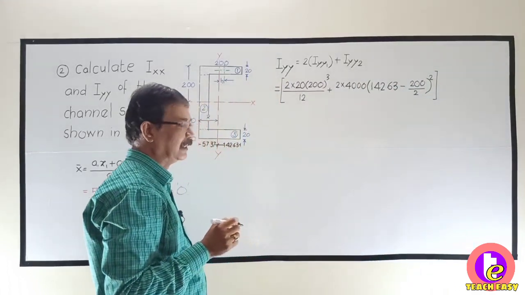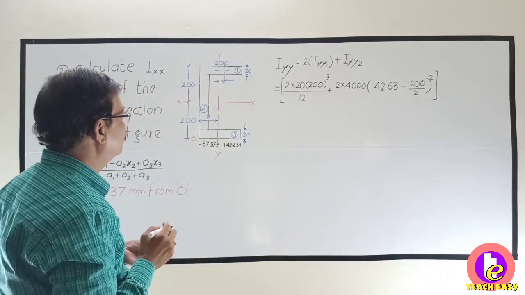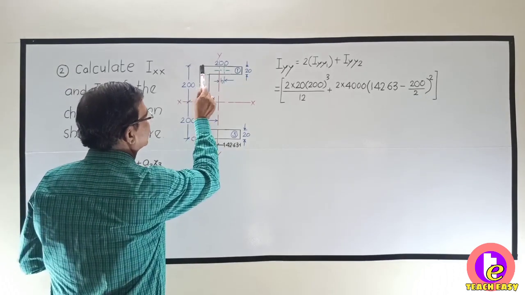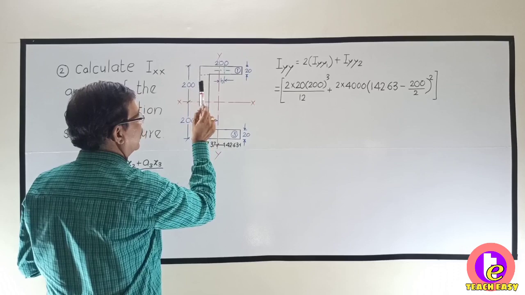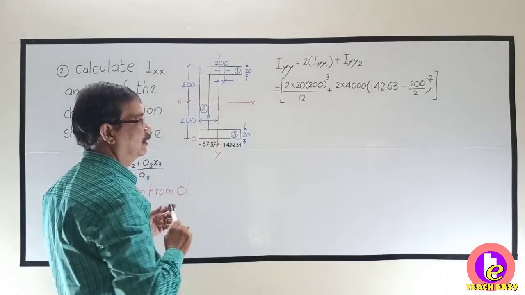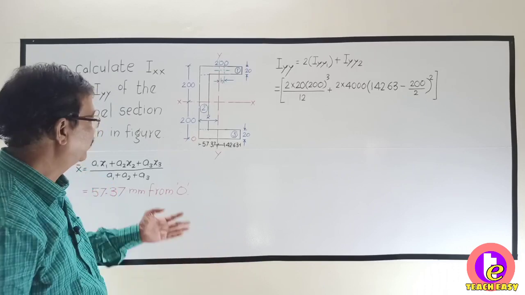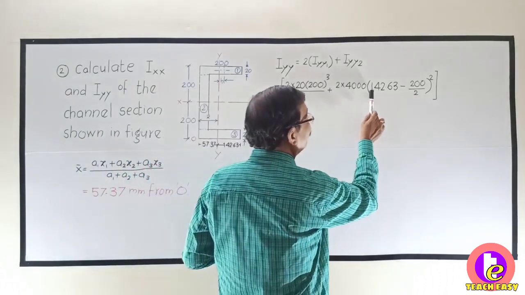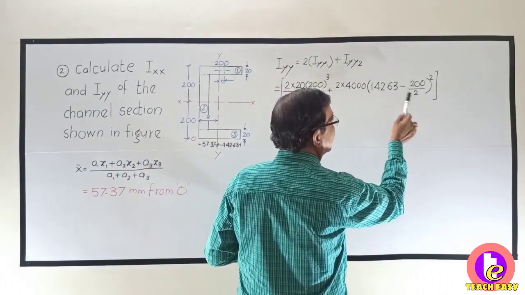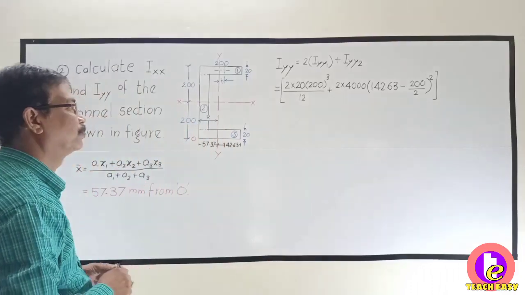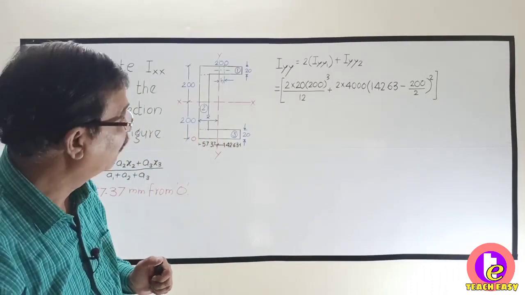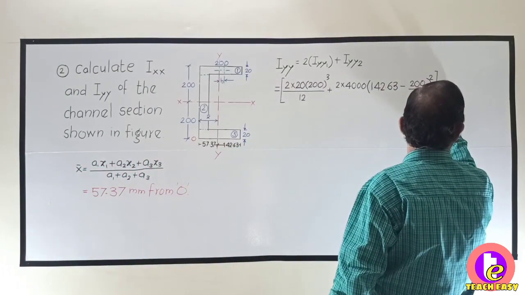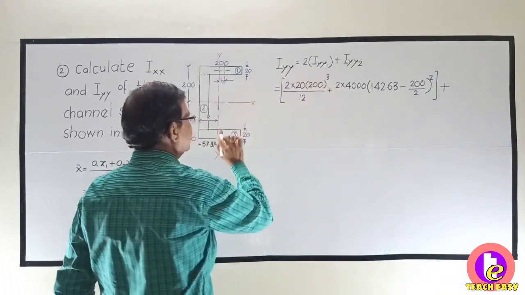This is Iyy1 and Iyy3. You can also calculate the value of h like this. Look here now. What is this distance? 200 by 2, that is 100. What is this distance? 57.37. So 100 minus 57.37 will be 42.63. Here also it is 142.63 minus 100 means 42.63. This is Iyy1 plus Iyy1 and Iyy3 are over.